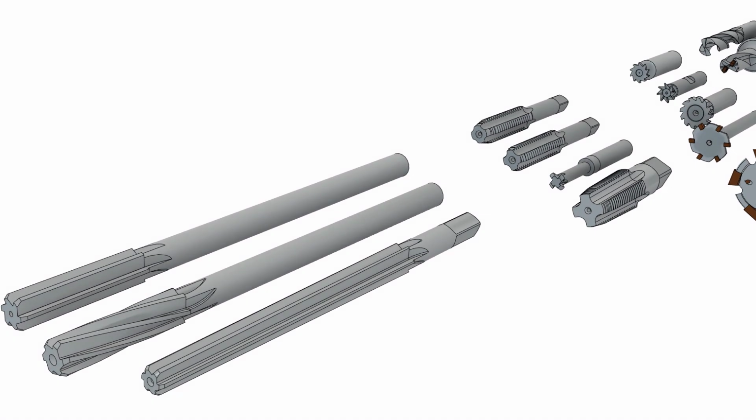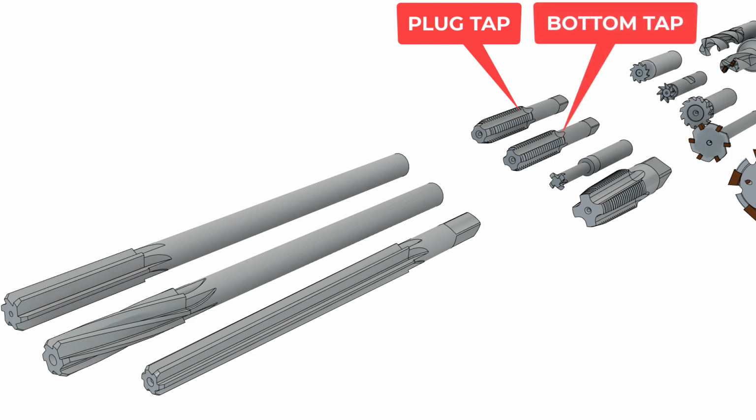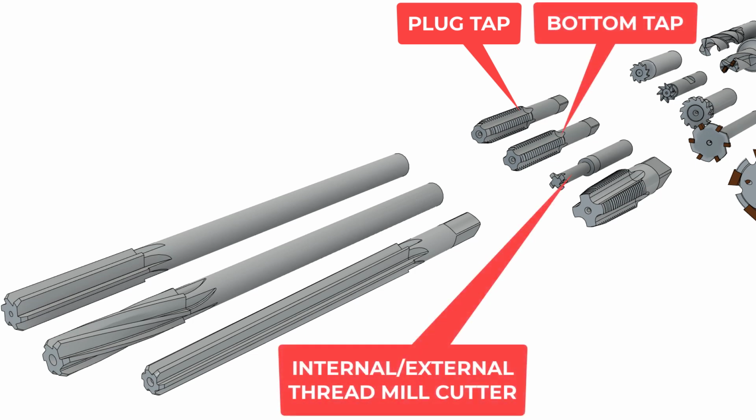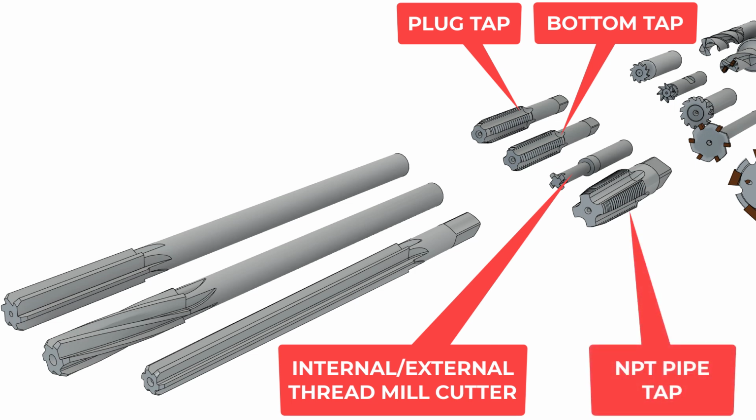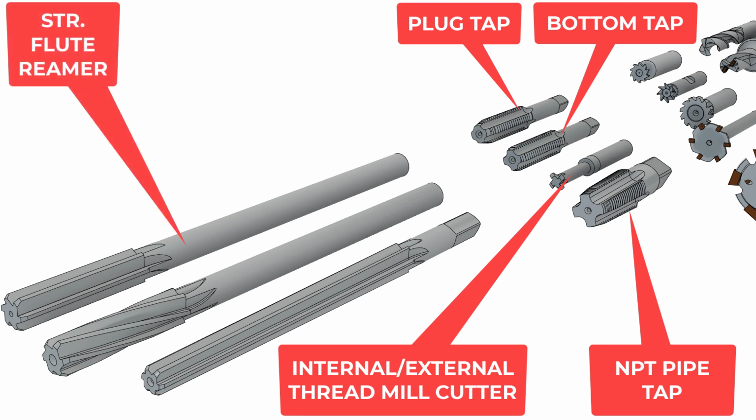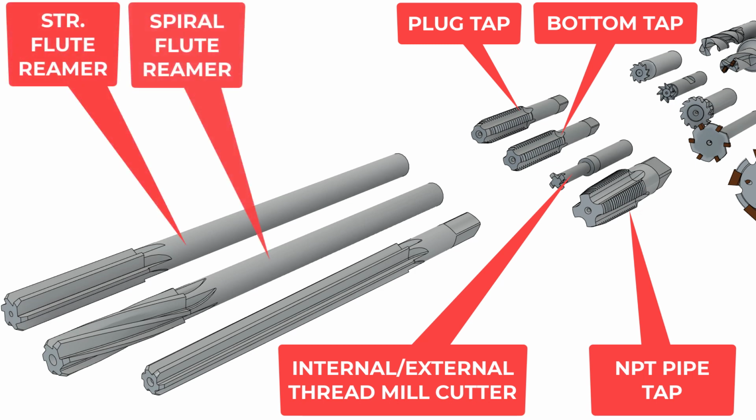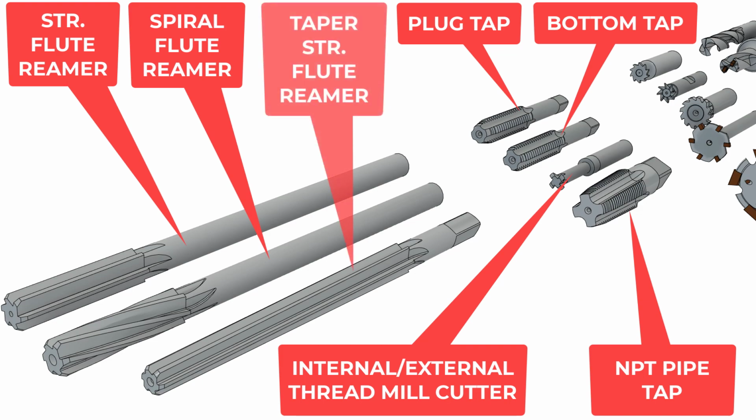Finally, here are some tools you might already be aware of, such as plug taps, bottom taps, internal-external thread milling cutter, and an NPT or pipe tap. Here are some examples of reamers used to ensure fine fits of such components as dowel pins and shafts, a straight flute reamer, a spiral flute reamer, and a taper straight flute reamer.